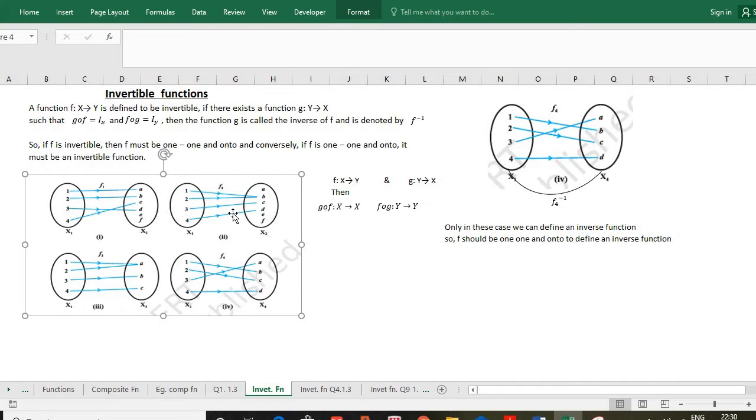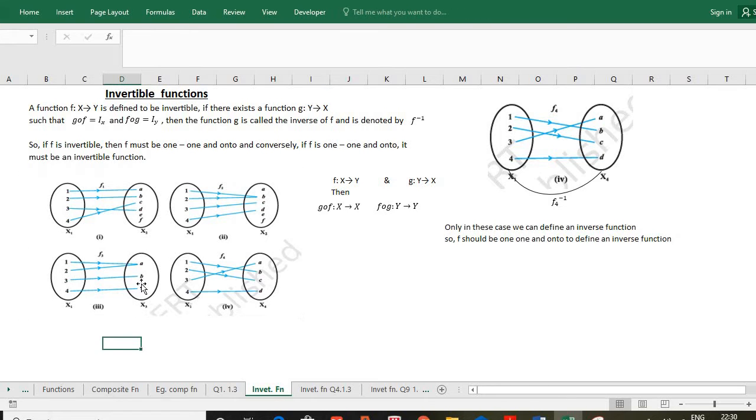In picture number 2, if we want to define the inverse function here, again we do not have the image of a under the inverse of f2. So we say here also the function does not have an inverse. In this picture, we have all the elements' images, but one element a has two images. So if you want to define the inverse function here, the function definition won't be valid because one element has two images.